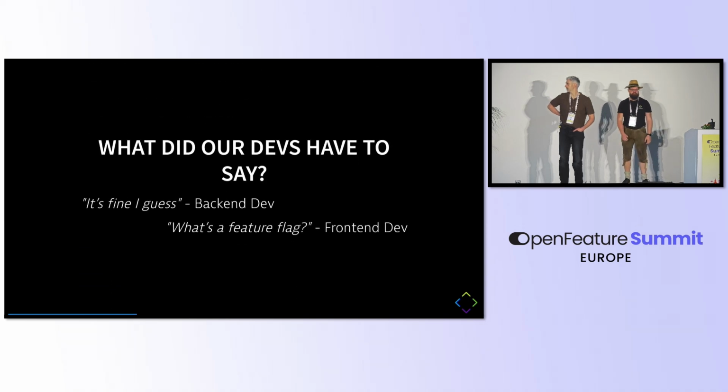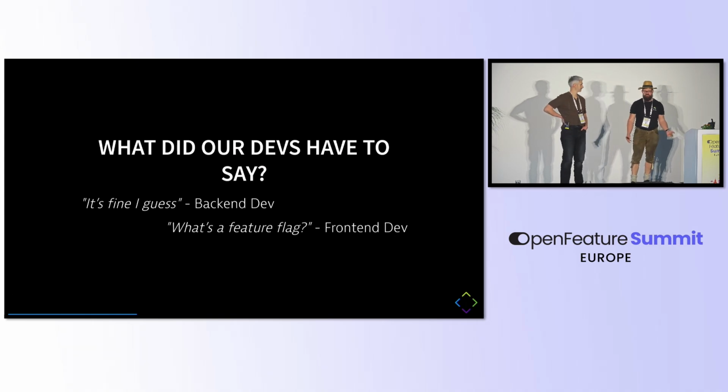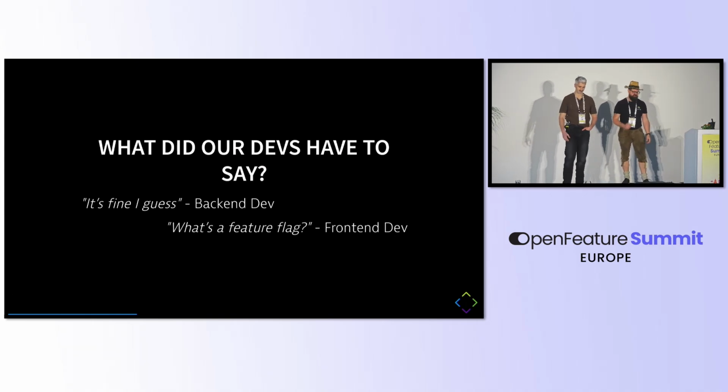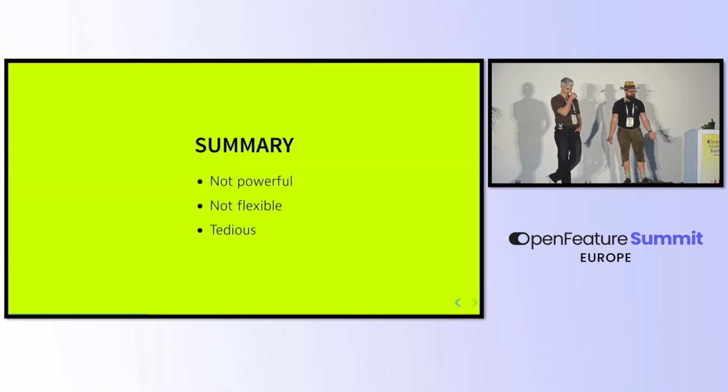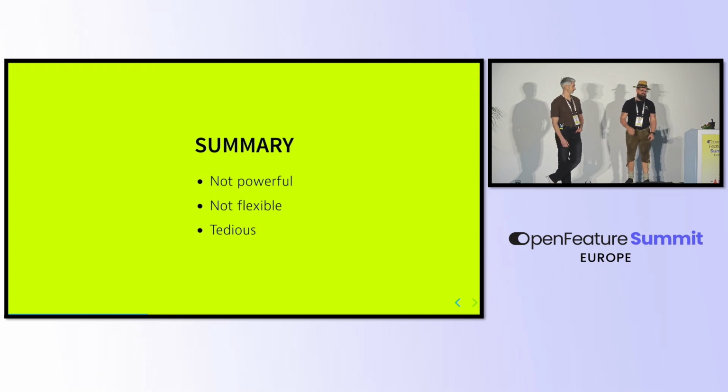And our devs, well, for them it was easy. They could just create feature flags and use them in the backend at least. And the front-end devs and Python and others would have loved to be part of that, but were not included. To summarize this a little bit, it was really tedious, it was not as powerful as we would love it to be, and not as flexible, and it did not really scale with our workflows.